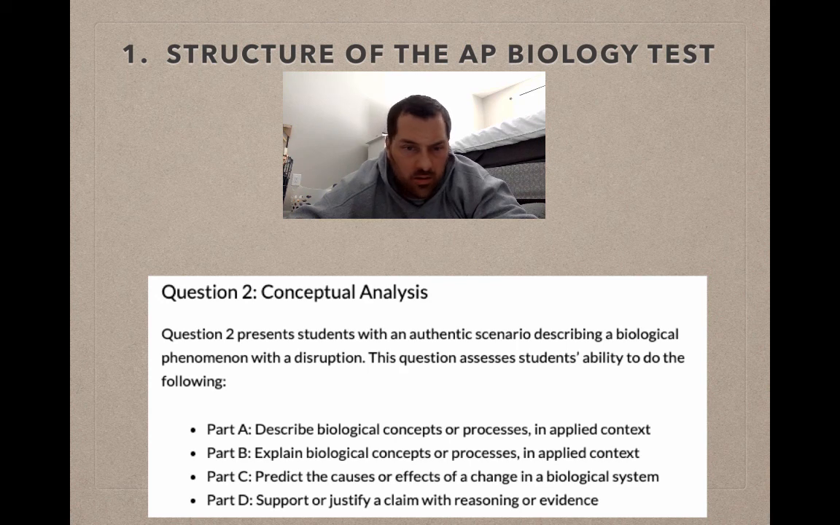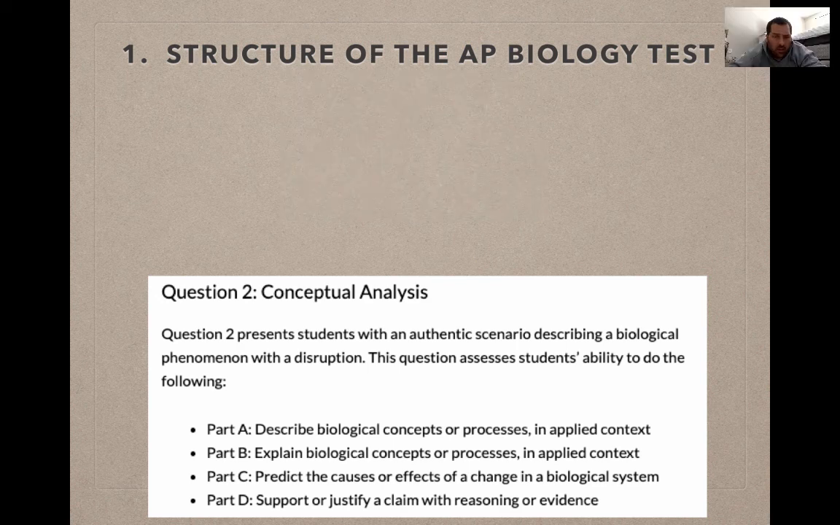This question assesses the student's ability to do the following. Look at part A and part B. It says part A, describe biological concepts or processes in applied context. And then part B says explain biological concepts or processes in applied context. To me, part A and part B, those say the same thing. So why are they telling me two different things? That's because in AP land, according to College Board, the word describe and the word explain mean two different things. So that's one of these little word games you have to be familiar with before you take this test.